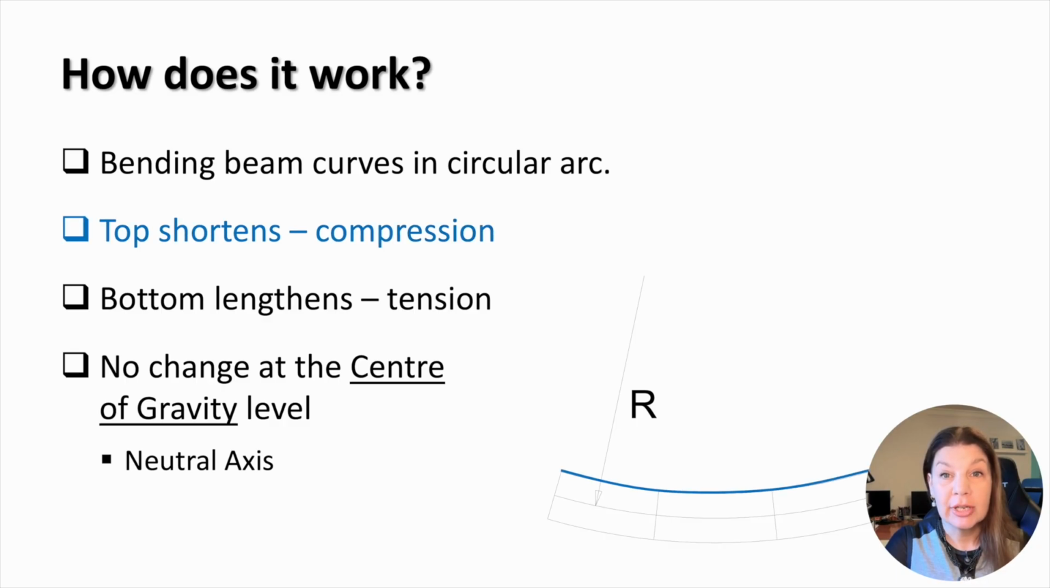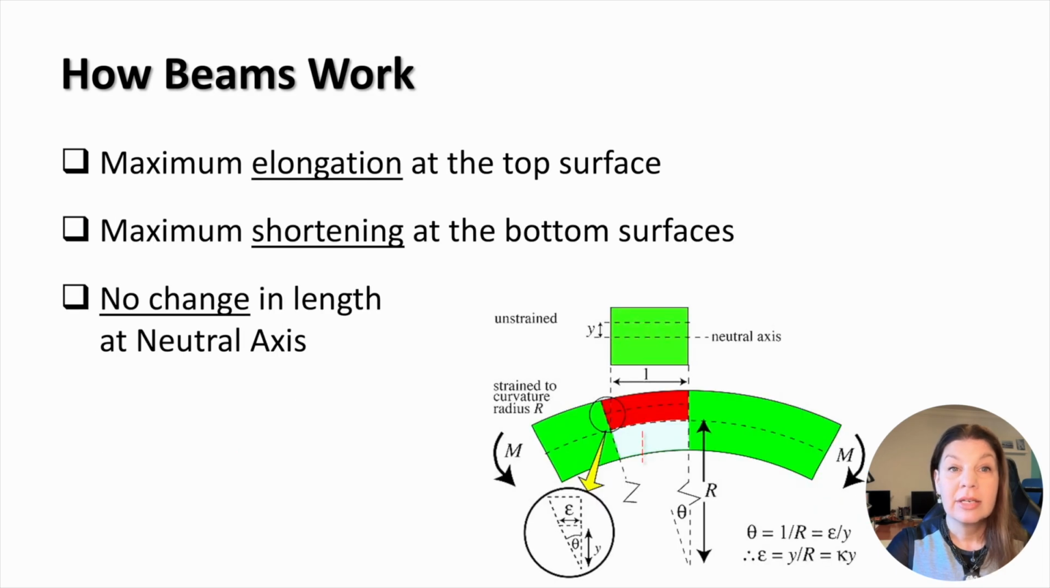As we discussed, a beam curves in a circular arc. This leads to shortening of one part of the beam due to compression, and elongation of the opposite part of the beam due to tension. At the level of the centre of gravity, or the centroid of the cross-section, the beam does not deform. This level of the beam is called the neutral axis. The deformation of the beam changes linearly from elongation to shortening. This results in the maximum elongation and shortening developing on the opposite sides of the beam, while the neutral axis does not change in length.